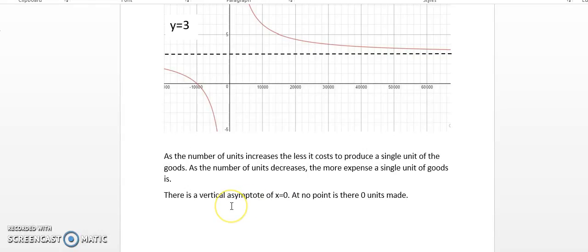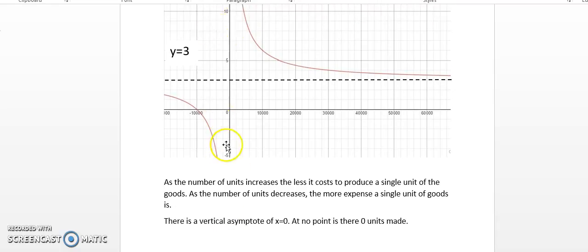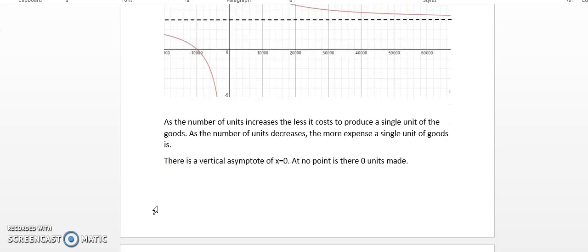The vertical asymptote is actually when X equals 0, so the graph never approaches this line, and that is because at no point are there 0 units made, because if there are 0 units, then we wouldn't be doing the equation at all, essentially.